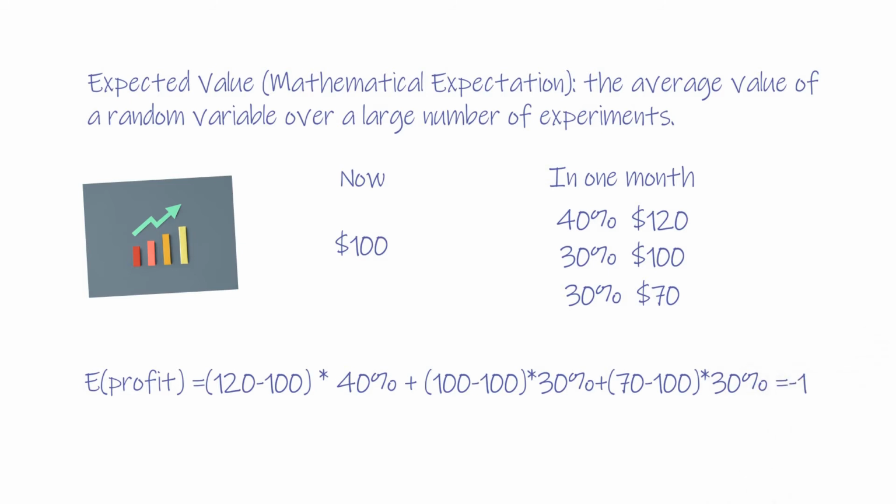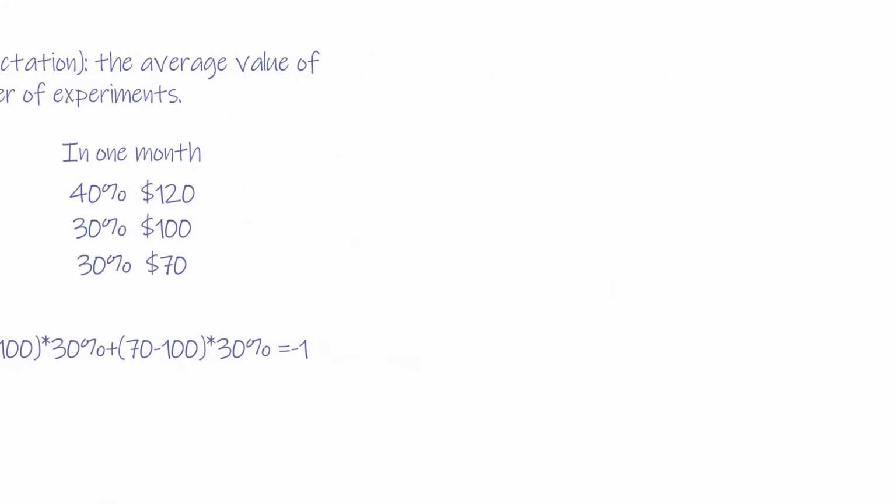See, although there's more chance this share will go up next month, the expected value is negative, which indicates you shouldn't buy it. Now let's see an example of using expected value to make a strategy.